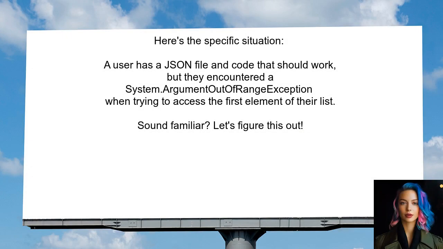Let's dive into the specific situation at hand. One user reached out with a JSON file and a piece of code that should work, but they encountered a system argument out-of-range exception when trying to access the first element of their list. Sound familiar? Let's figure this out together.